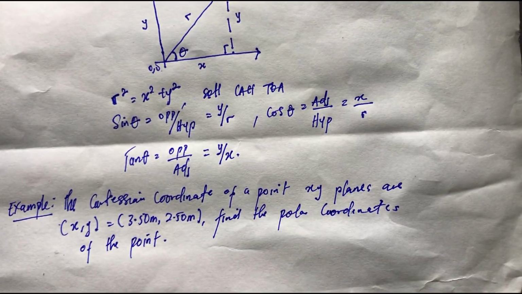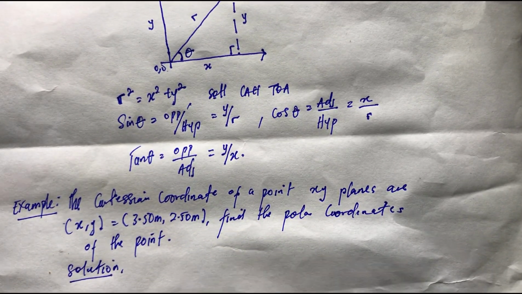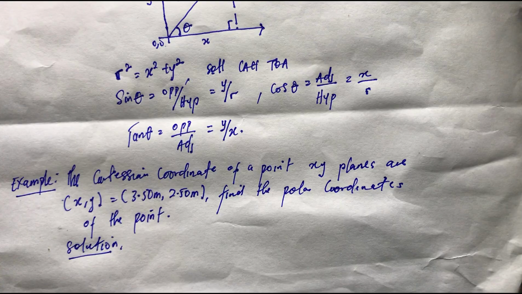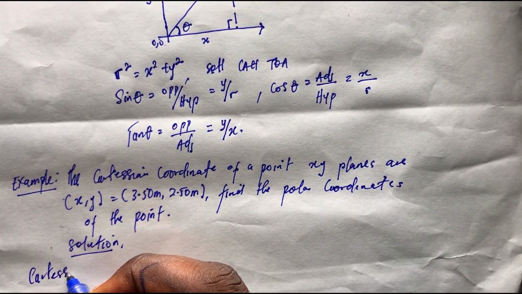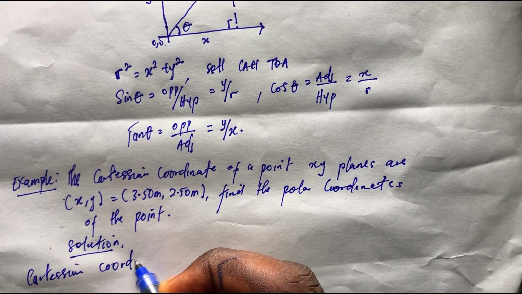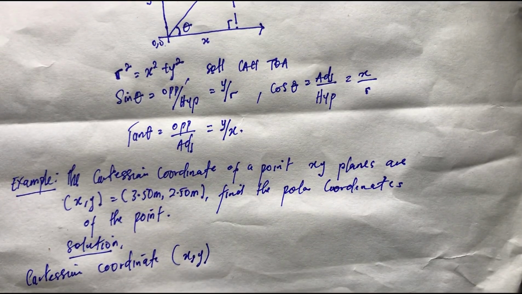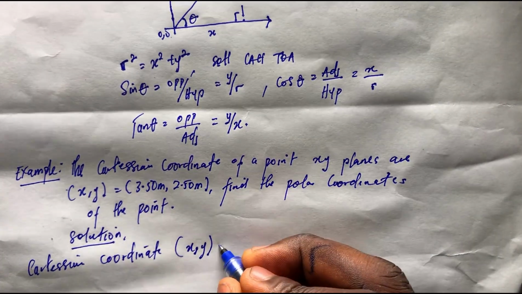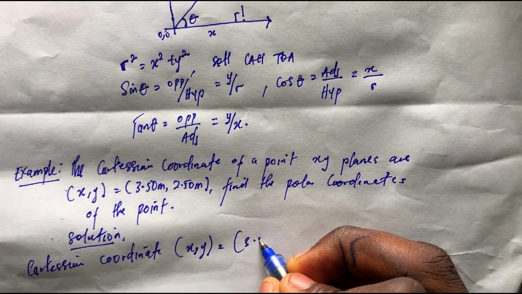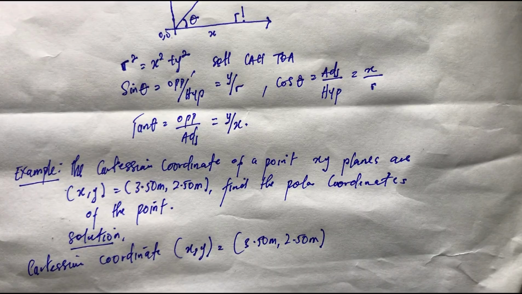Now this question is very easy to solve. Alright, we have the solution here. Now we have the difference between Cartesian coordinate and polar coordinate. In Cartesian coordinate, we make use of x and y, but if it is three-dimensional, xyz. But in this part we're looking at two-dimensional. So in Cartesian coordinate, we have the measure of x and y, and they have given us 3.50 meters and 2.50 meters.